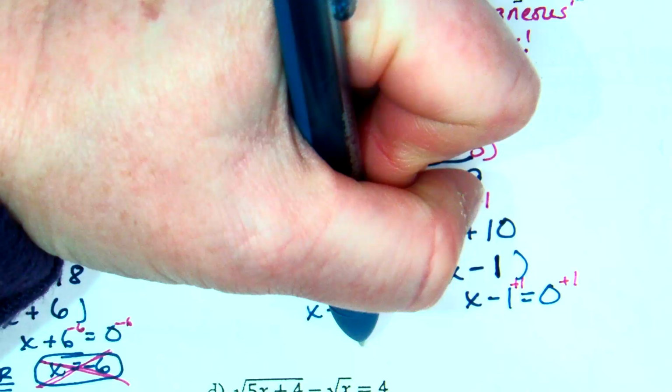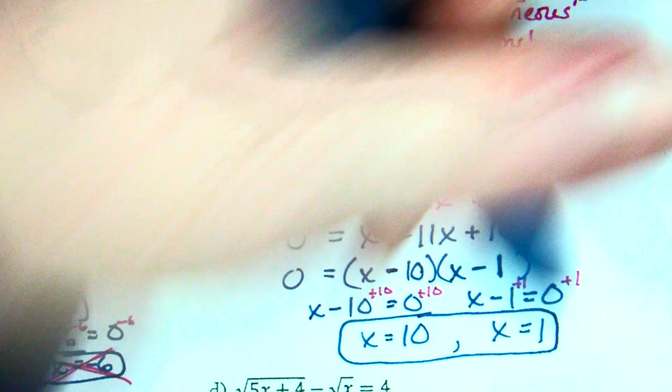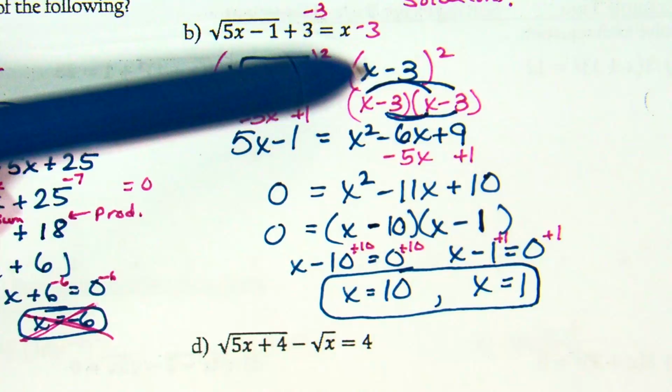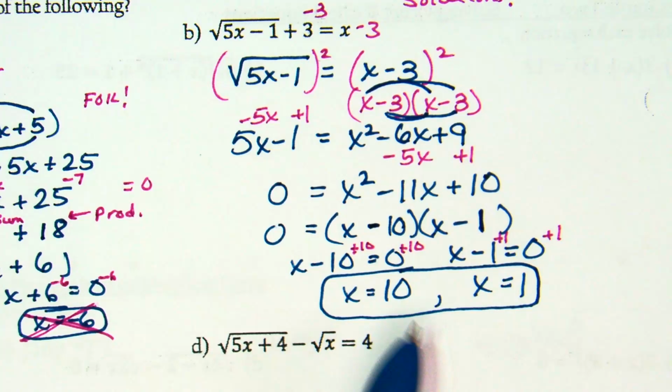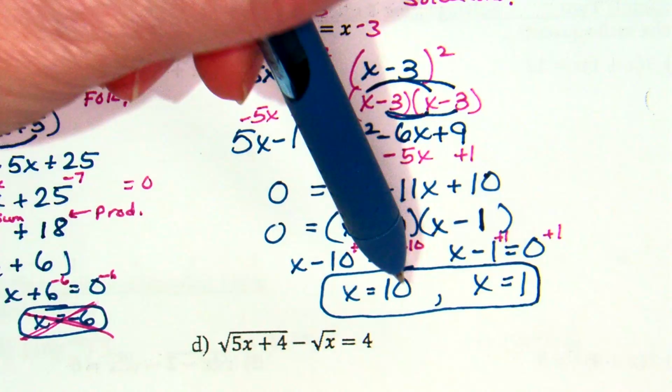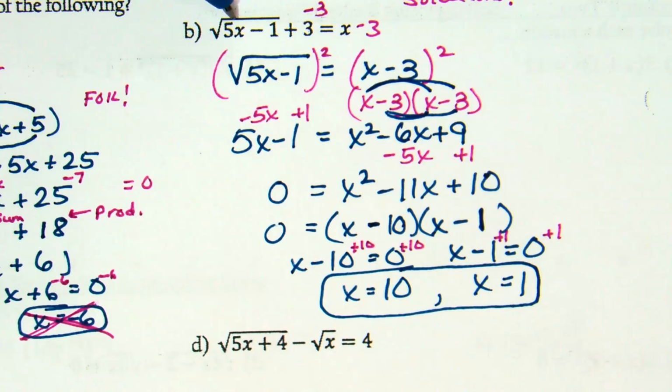Are we ready to move on? No. You need to check, yes? Especially because there's an x over here that we squared outside the radical. That means likely extraneous solution. So, where do I plug this 10 and 1 into? The very original problem. Okay, don't do it after you square it. So put in 10. 5 times 10 is 50 minus 1, 49, square root of 49, 7 plus 3, 10. And equals x. What was I plugging in? 10. So it appears 10 works.